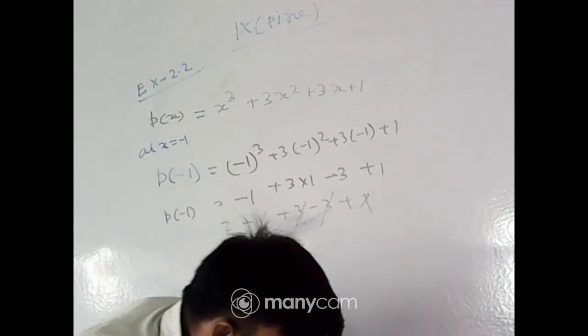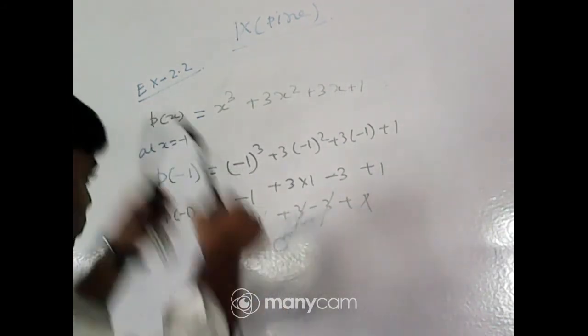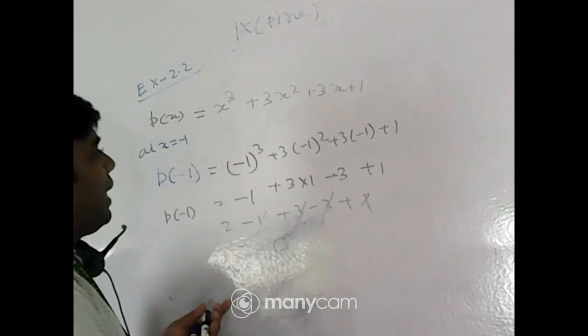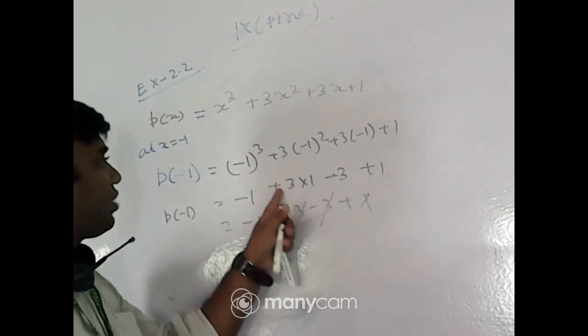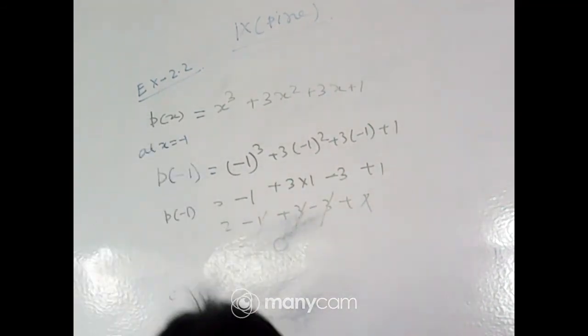Clear it is? Minus 1 square plus 1, not minus 3. One is plus 3 and another is minus 3. Okay.